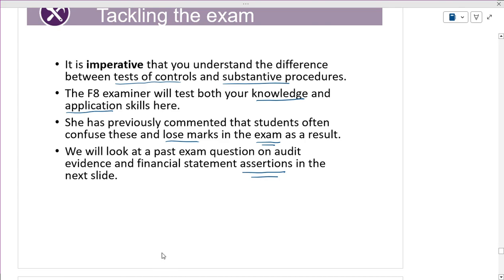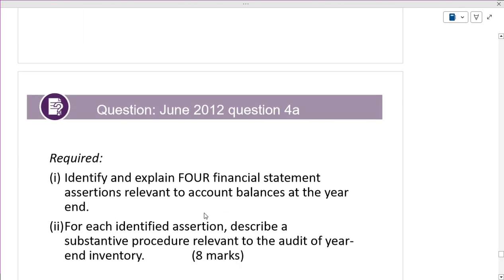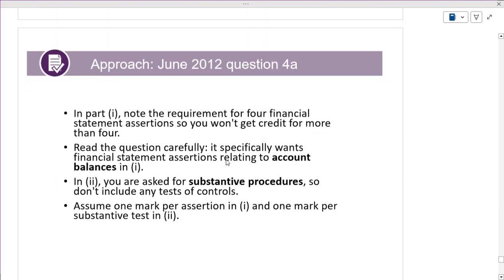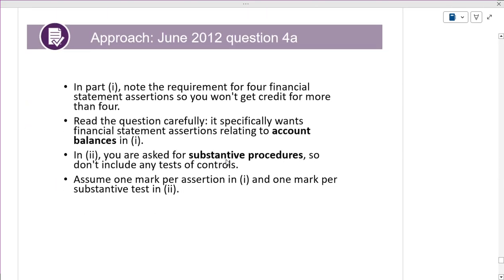We will look at a past exam question on audit evidence. What are they asking us? They are asking for 4 financial statement assertions related to account balances. They say identify and describe, so two things are there: first you have to identify, and then you have to describe. They are not mentioning any example here. Note the requirement for 4 assertions. You won't get credit for more than 4.